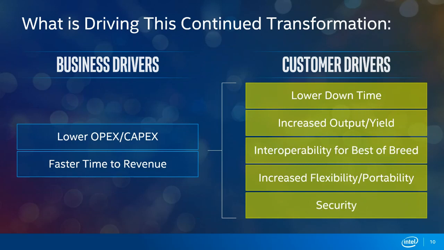From the business side, the end users want lower OpEx and CapEx. They want faster time to revenue. They want more flexibility. Then the customer drivers are they want lower downtime, increased output and yield, interoperability for the best of breed solutions from their suppliers, increased flexibility and portability. And as we connect all these devices to the network, they must have security. And once again, this is very similar to the telecom changes, and convergence will power this transformation.